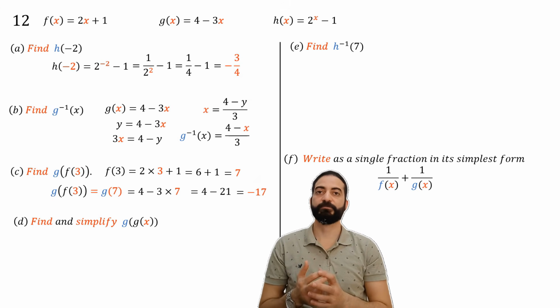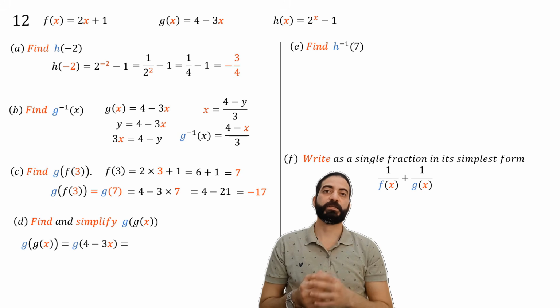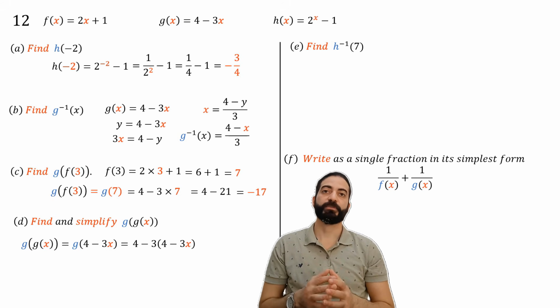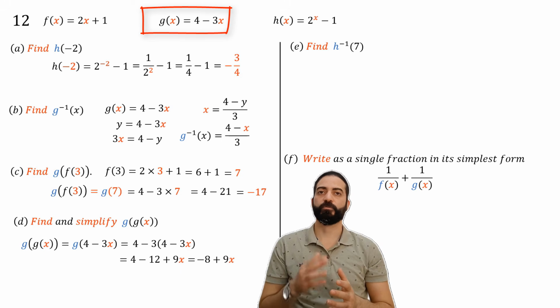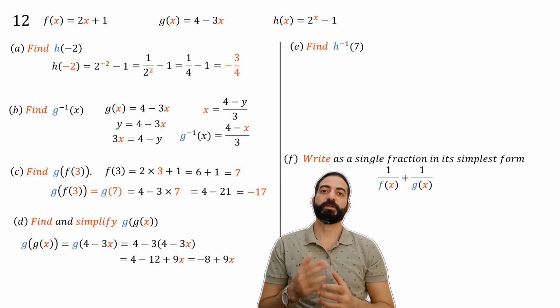We now move to part D. Find and simplify gg(x). We start first from the inside, that is from here. In place of g(x), we put its expression. Now, in place of x in g(x), we put 4 minus 3x, and we simplify. We now turn to part E.